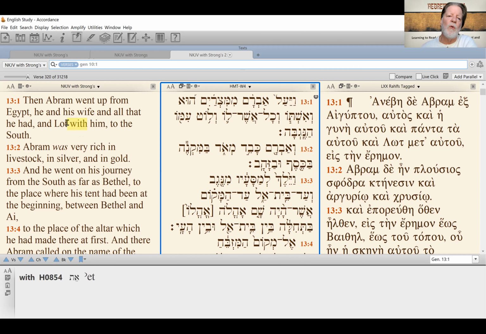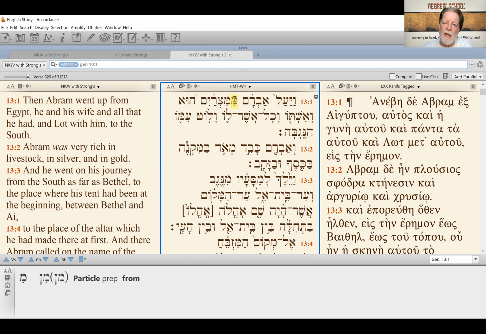So it sounds like Lot was with them when they were in Egypt, to the south. So here's the Hebrew: Vaya'al Avram mim Mitzrayim hu ve'ishato ve'kol asher lo ve'lot imo ha-negeva. So Ya'al means to go up.